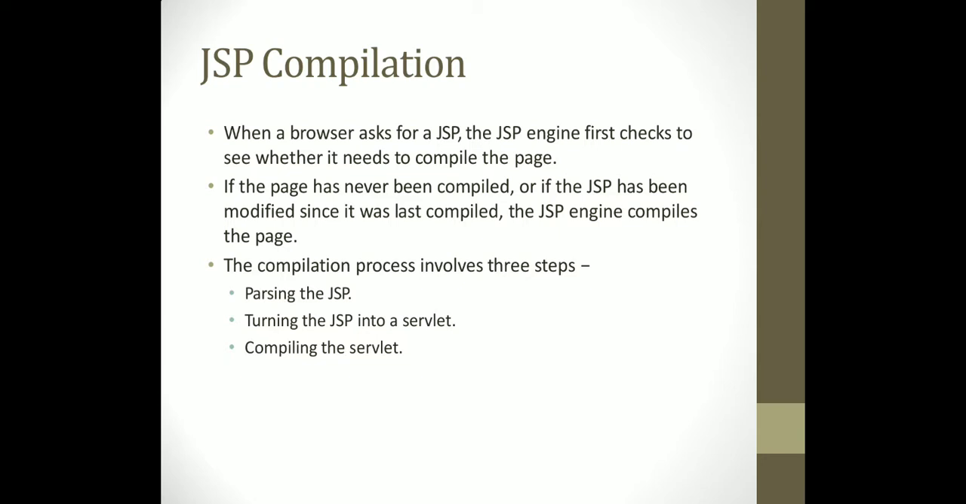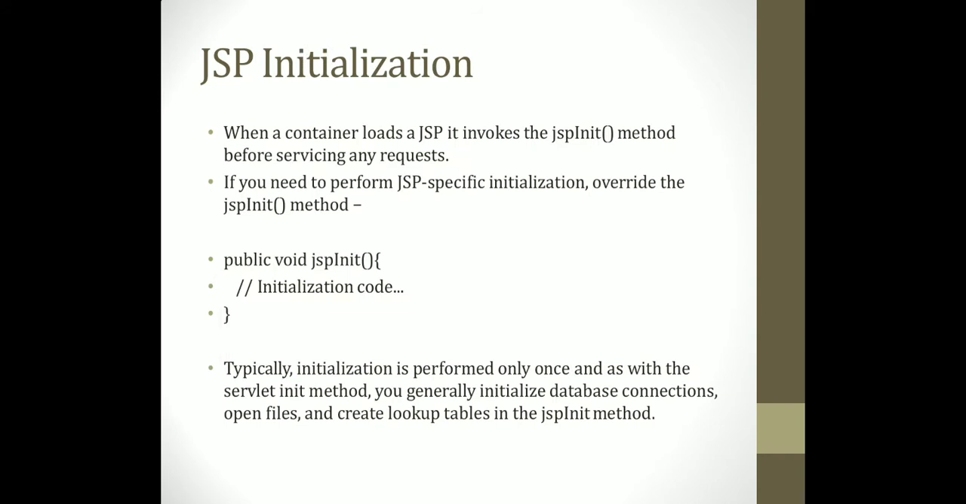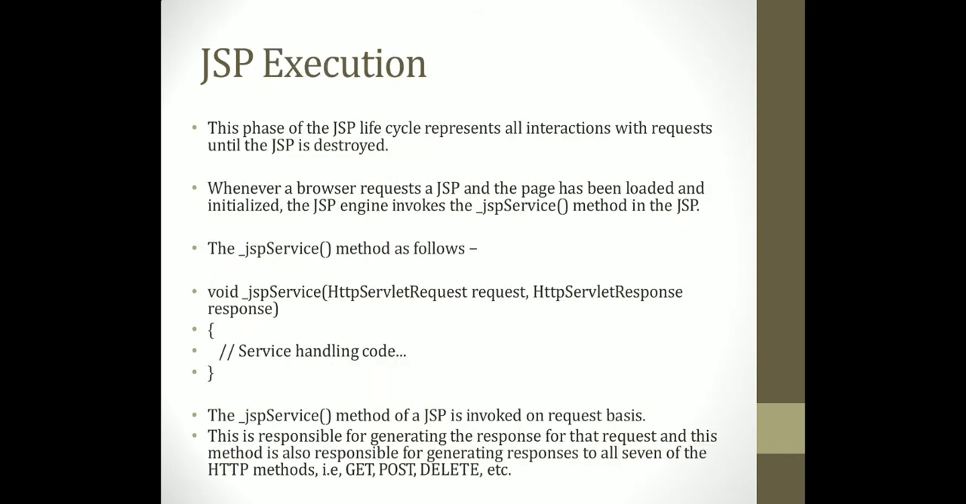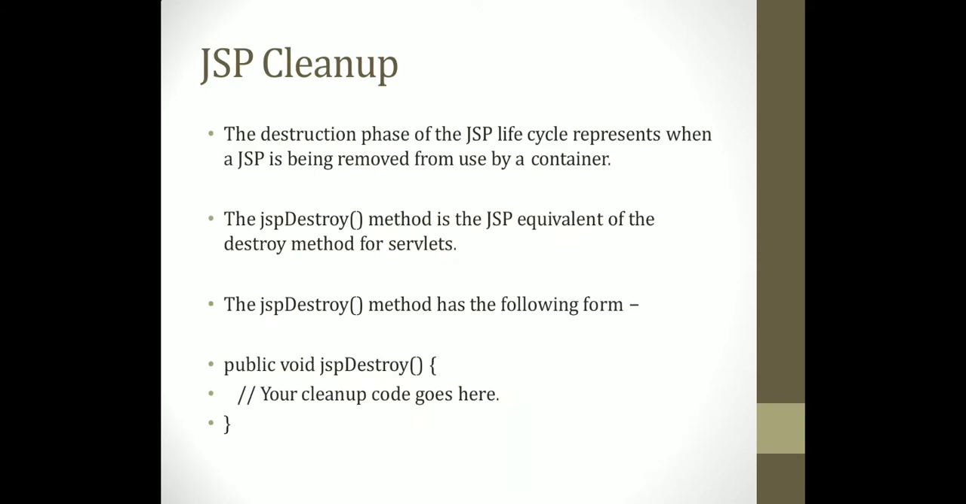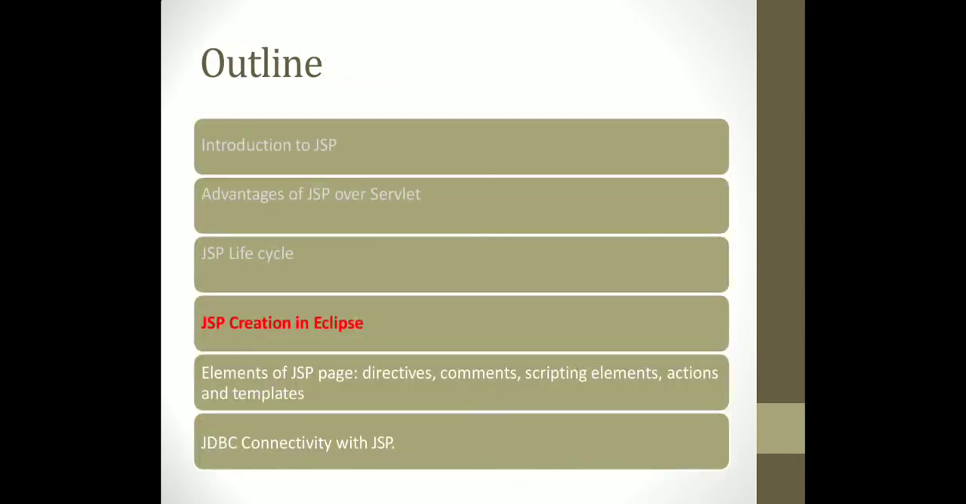When a browser asks for a JSP, the JSP engine first checks whether it needs to compile the page. That is the first phase, JSP compilation. The compilation process involves parsing the JSP, turning the JSP into a servlet, and compiling the servlet. Then we saw the steps of JSP initialization, execution, and cleanup. And then we went through JSP creation in Eclipse.